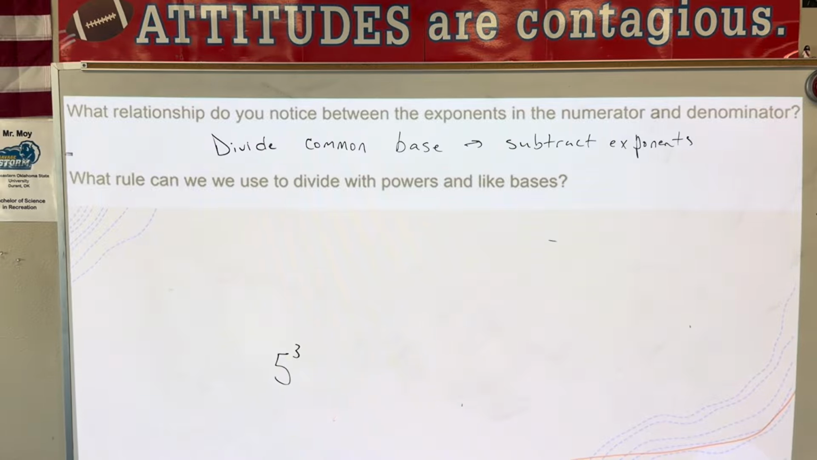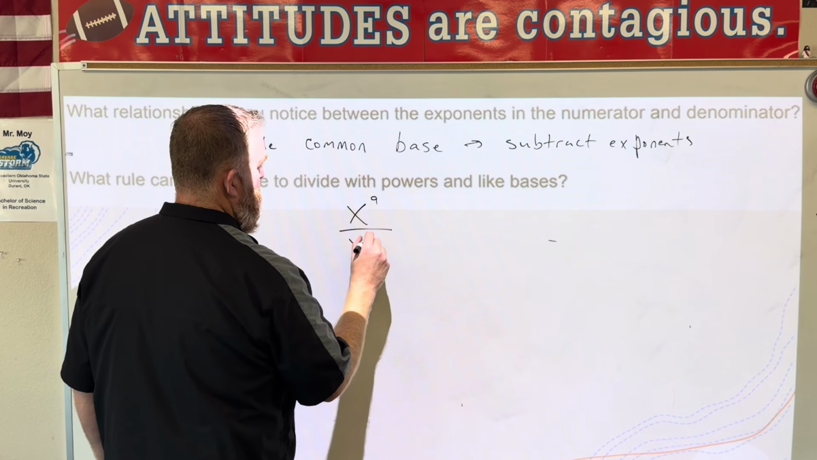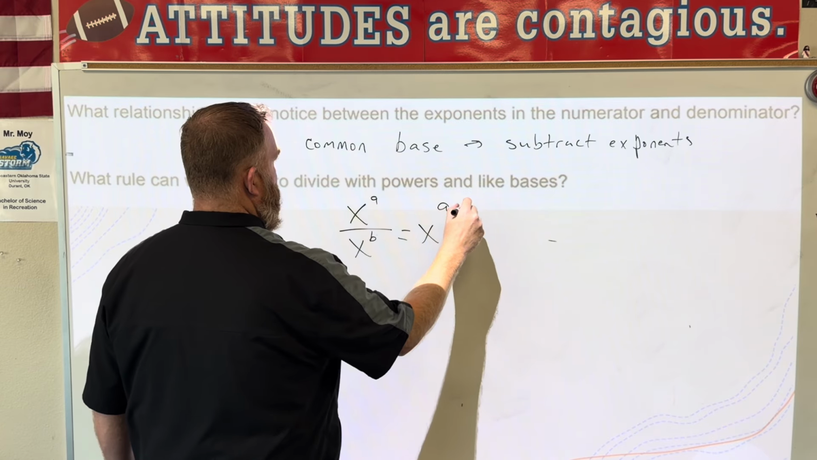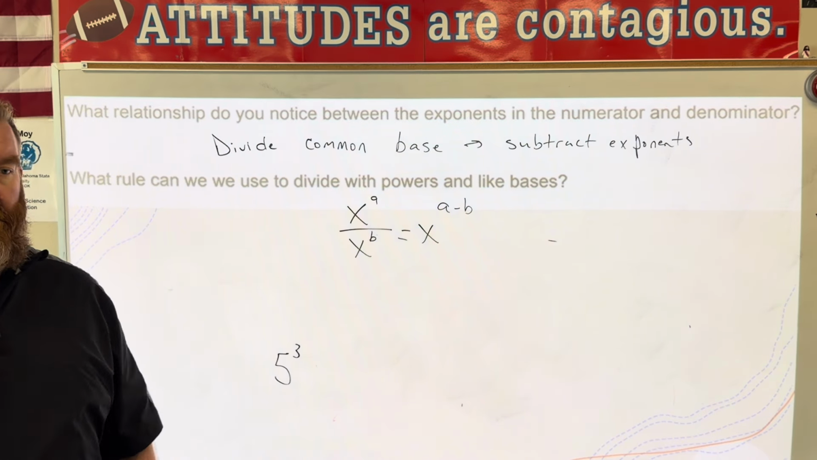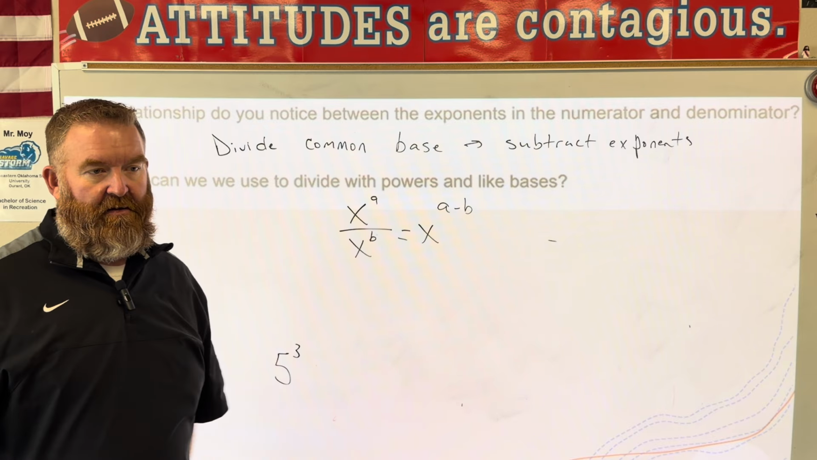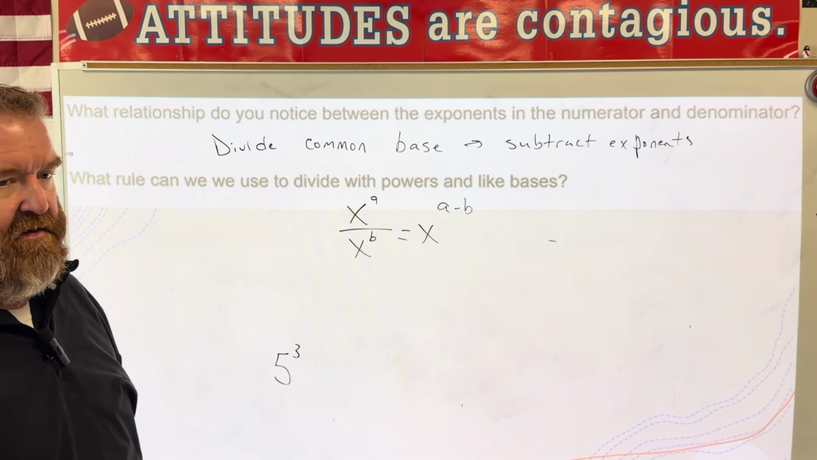Now, the way that you would officially write that rule would be this right here. So if I have x to the a over x to the b, I'm going to keep that base, the x, and I'm just going to go a minus b. I keep the base, the x, and I just subtract my exponents, a and b. Basically, it doesn't really matter what the exponents are. I'm going to subtract them.